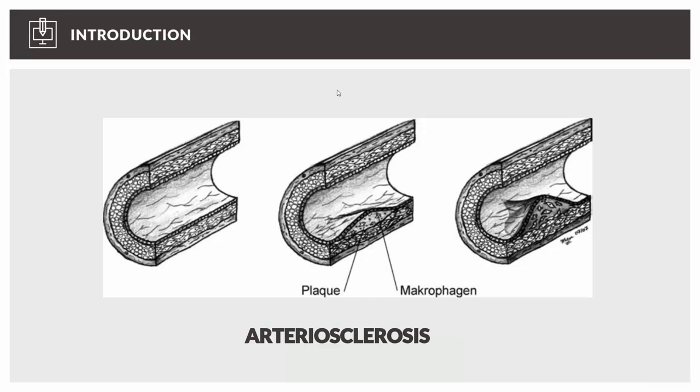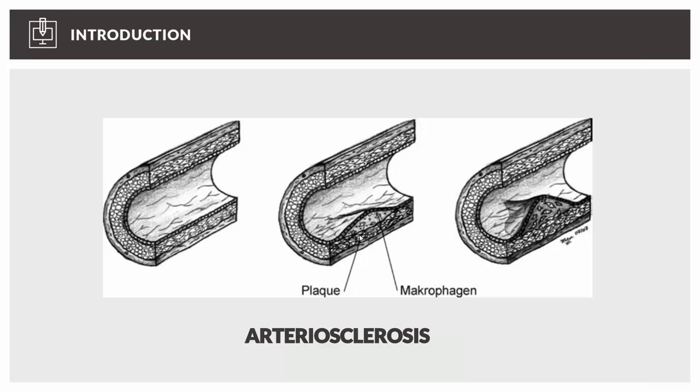And there is a kind of disease called arteriosclerosis. You might have heard about it, especially older people suffer from it. And in the end, this means that fat and calcium depositions are generated inside your blood vessel, inside your artery. And here you can see it.